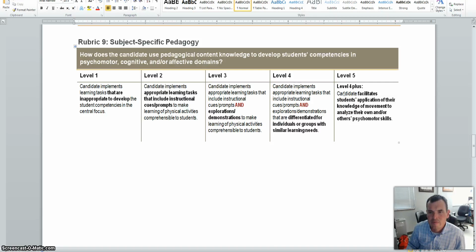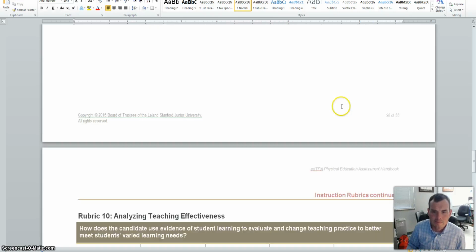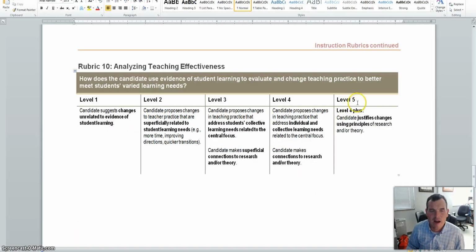Here, differentiation is what they're looking for, making sure that we're meeting the needs of all students. But to get a level 5, candidate facilitates student application of their knowledge of movement to analyze their own and or other psychomotor skills. And so this goes back to the assessment piece, looking at how we can incorporate that to achieve a level 5 for task 9. And then finally, task 10, analyzing teaching effectiveness. Candidate suggests changes unrelated to evidence of student learning. So again, doesn't relate. So look at what happens in your class, look at the student learning, look at the effectiveness of your teaching. What can I do to enhance that lesson to make it better in the future?